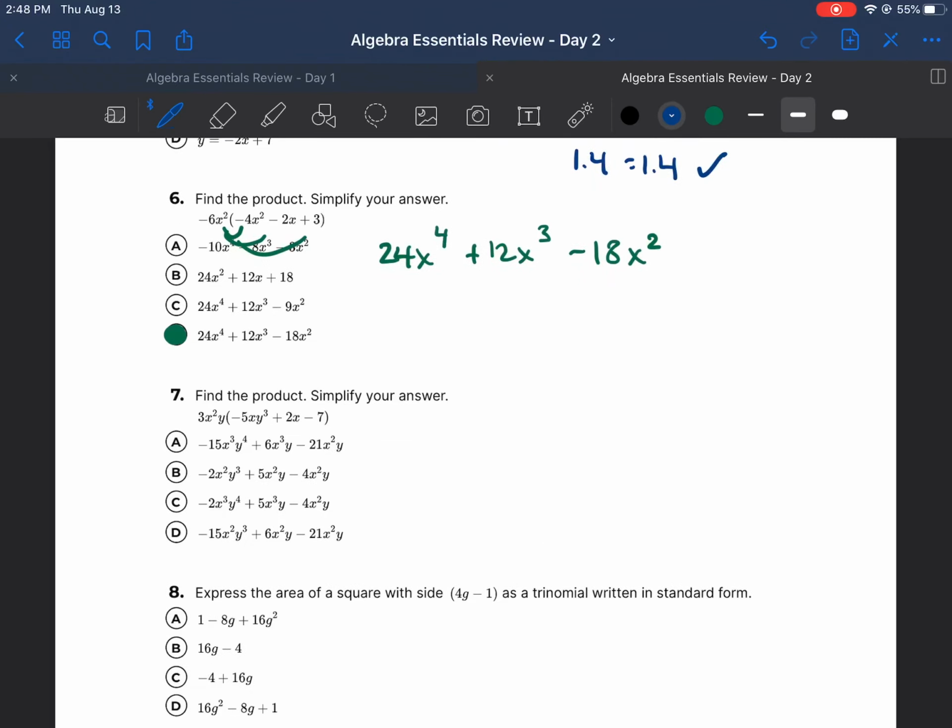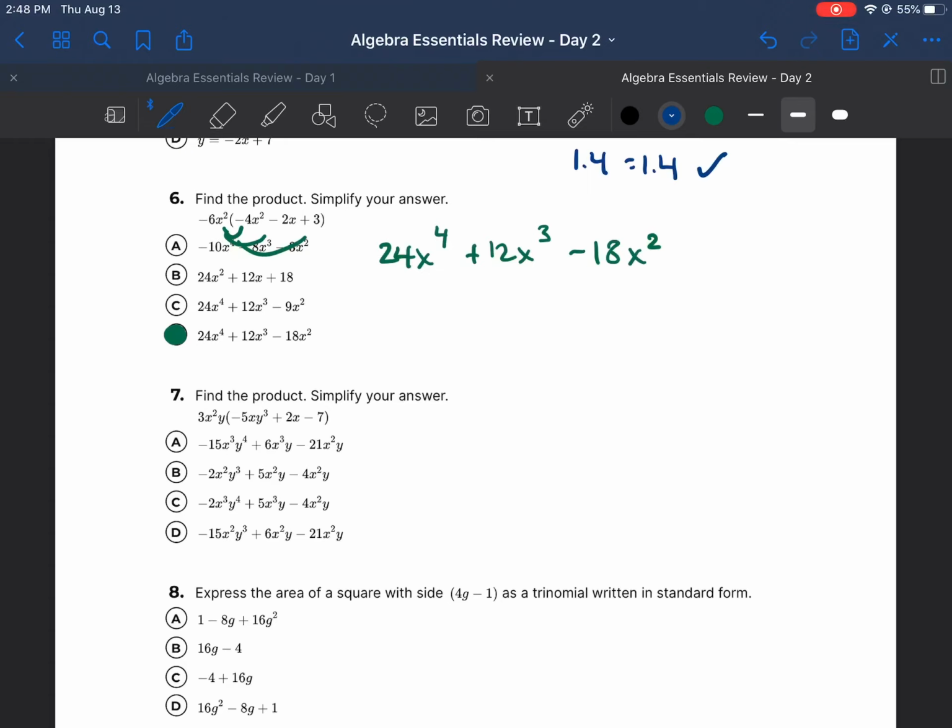For problem 7, very similar, but now notice we have multiple variables. We have x and y. But the process is going to be essentially the same. We're going to multiply coefficients, and we're going to add exponents if the variables are the same. So let's go ahead and distribute 3x squared y.